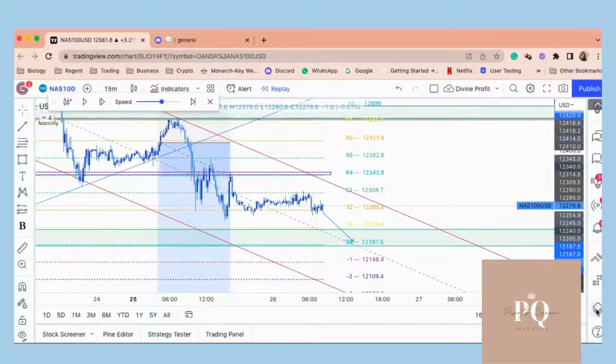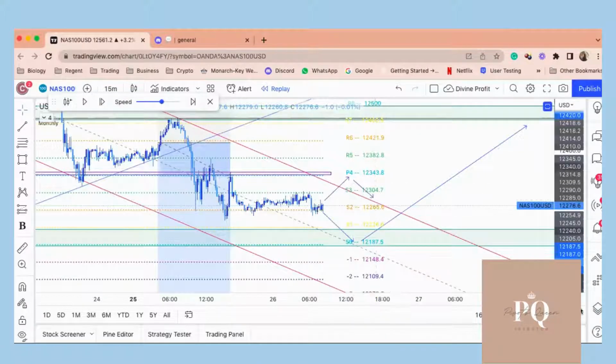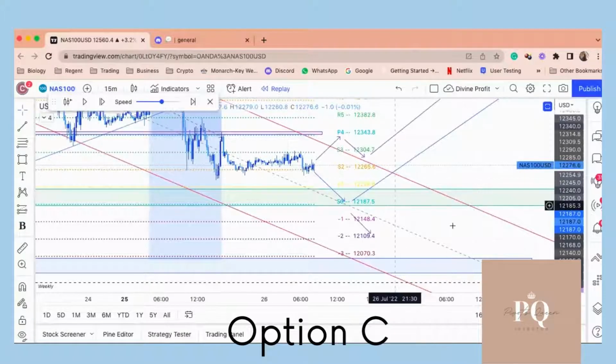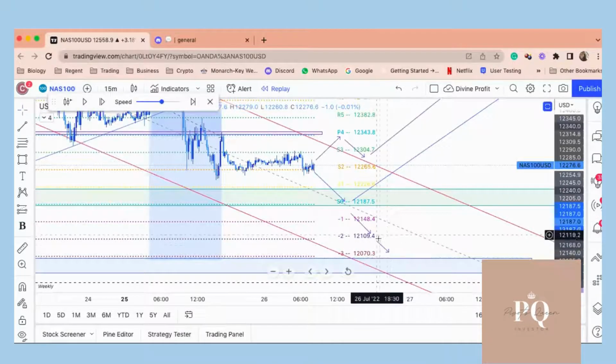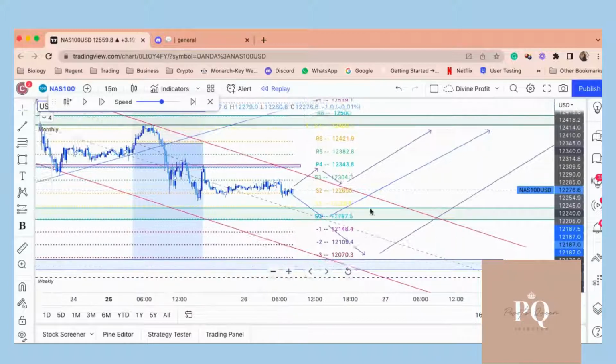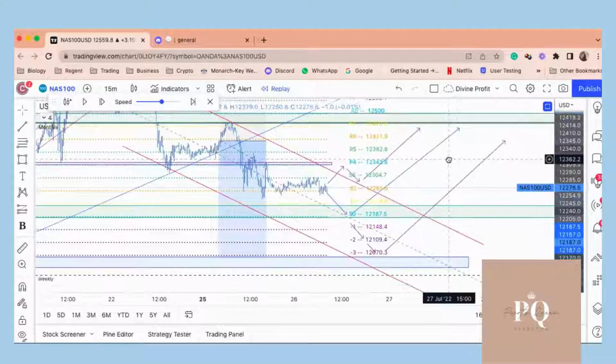And then bounce up from that zone back to this green zone. Option B was it could break out of this channel, come back to retest this channel, and then buy back up to this green zone. Or option C was it could sell down a little lower, even to the top of this zone, because this is now the bottom of this channel, and then buy up from this zone back to this green zone. So those were my three options on Tuesday.